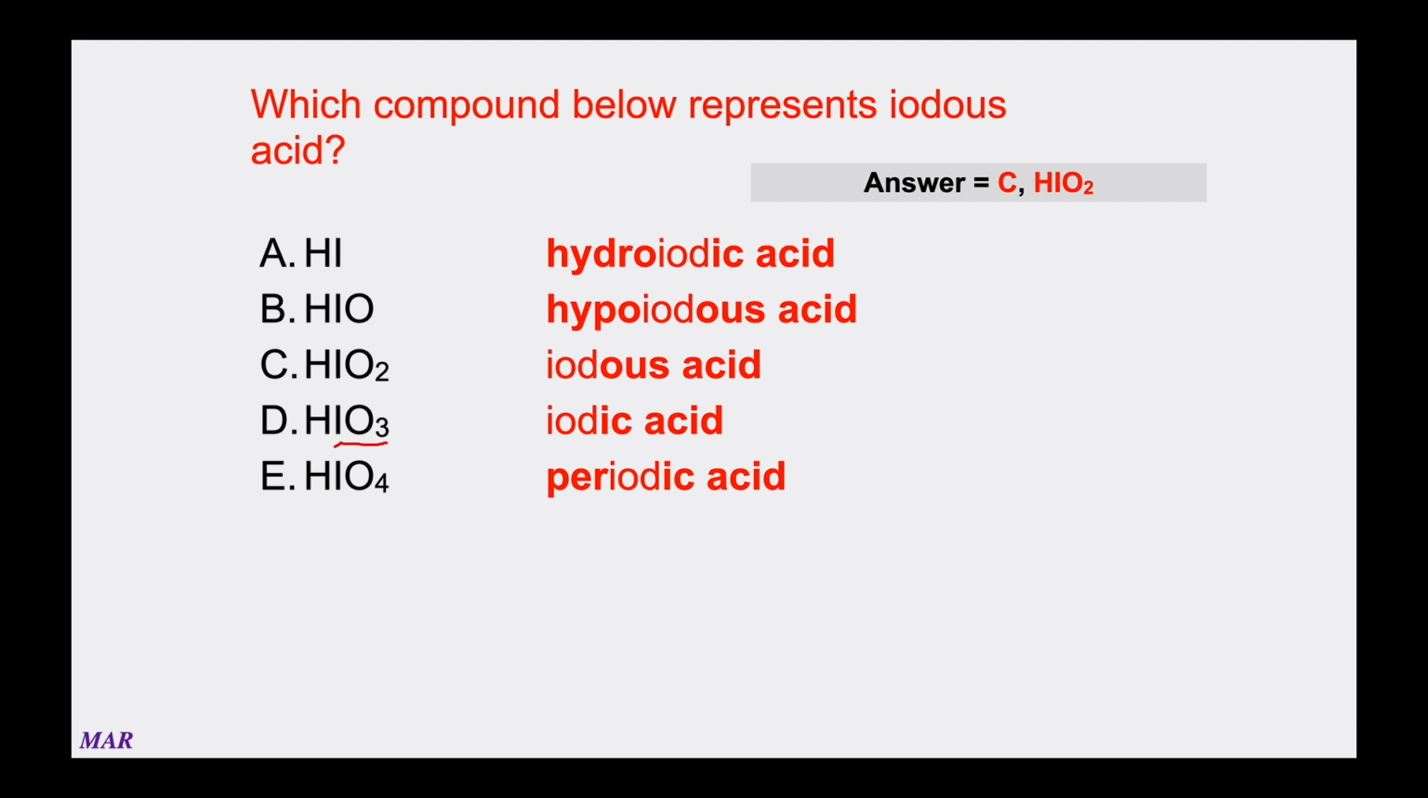Notice the pattern. You add an oxygen per iodic acid. Iodous means you take away an oxygen. Hypoiodous acid would have only one oxygen. And again, if you have no oxygen, you'll use the hydro prefix.